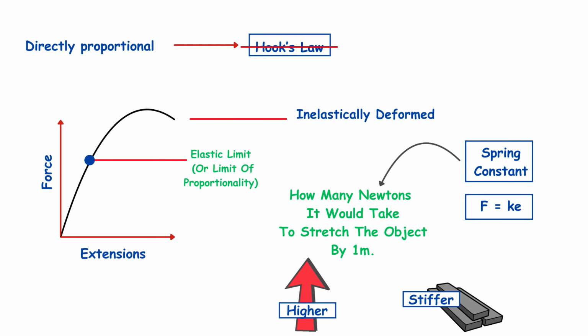However, there is a limit to how far this law can be applied. Eventually, the graph will stop being a straight line and begin to curve. The point at which this occurs is called the elastic limit or the limit of proportionality. Beyond this point, Hooke's law no longer applies and the material may not return to its original shape, meaning it has undergone inelastic or plastic deformation.